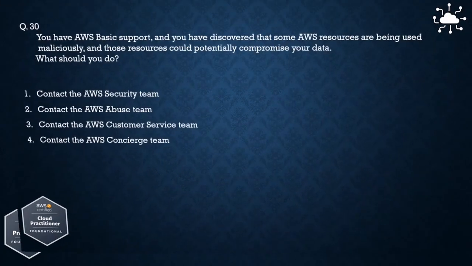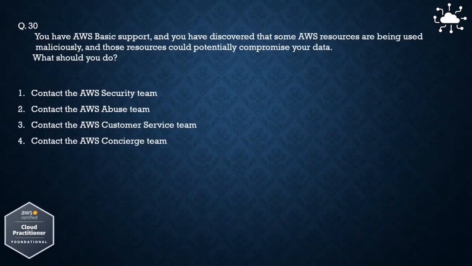Question 30. You have AWS basic support, and you have discovered that some AWS resources are being used maliciously, and those resources could potentially compromise your data. What should you do? 1. Contact the AWS security team. 2. Contact the AWS abuse team. 3. Contact the AWS customer service team. 4. Contact the AWS concierge team.